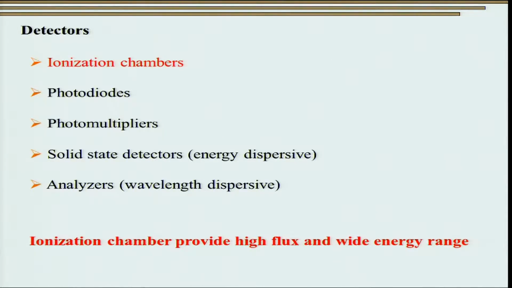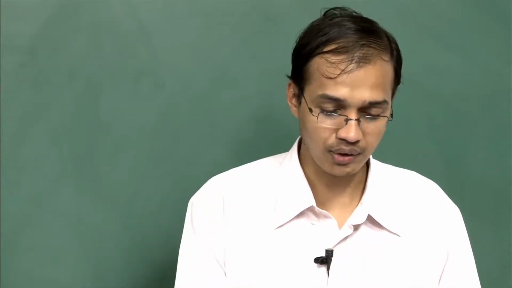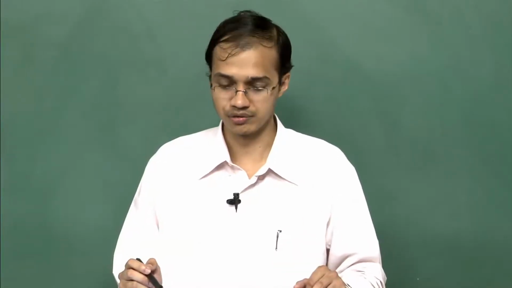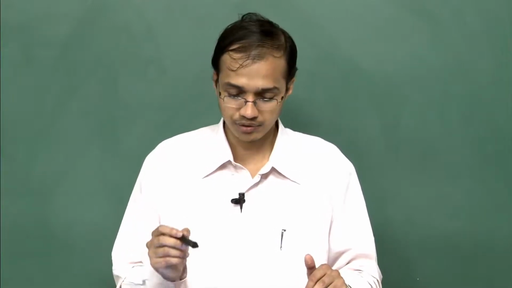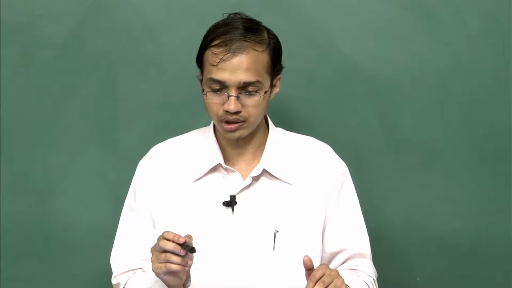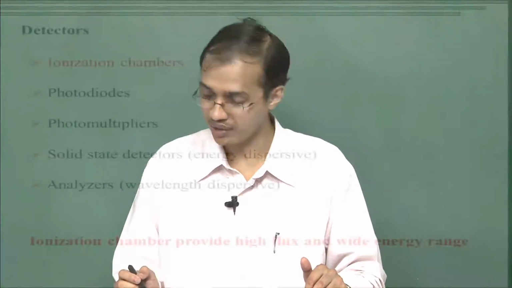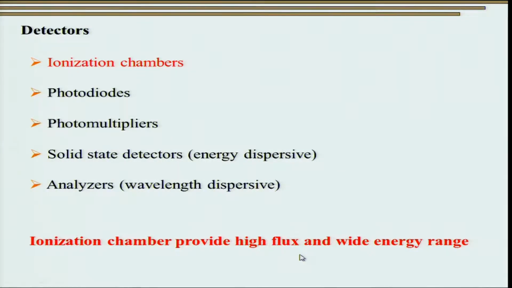Having said that, for detecting the intensity of the X-rays, we essentially use ionization chambers. Other detectors like photodiodes, photomultipliers, as well as solid state energy dispersive detectors and wavelength dispersive detectors, we had touched upon earlier in this module, and I am sure it must have been covered in the earlier part of this course by my colleague, but most likely what we use in case of extended X-ray absorption fine structures are ionization chambers, as they provide high flux and wide energy range.